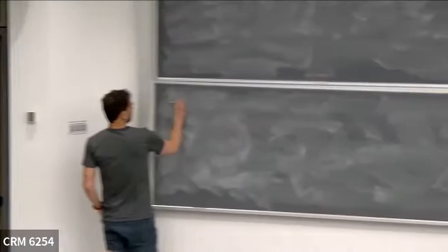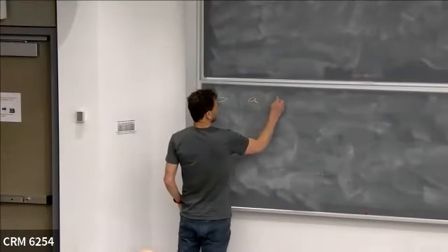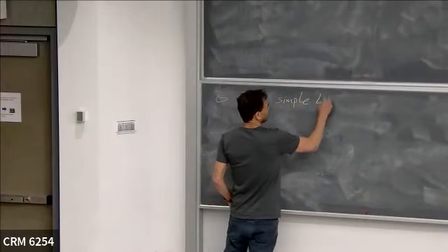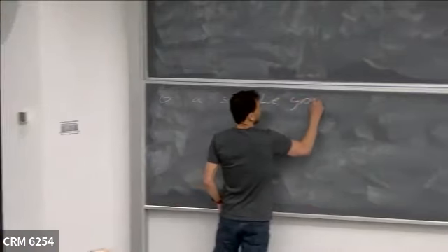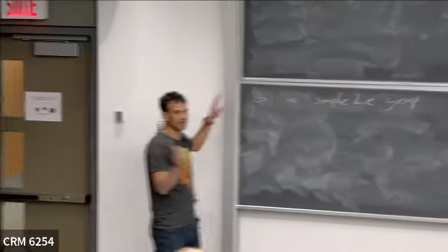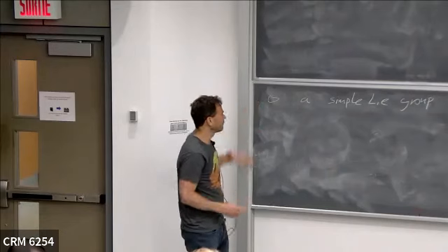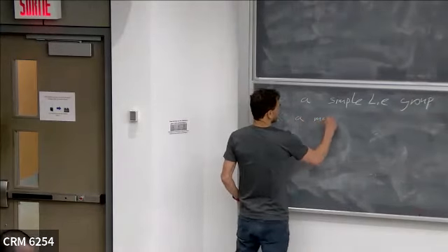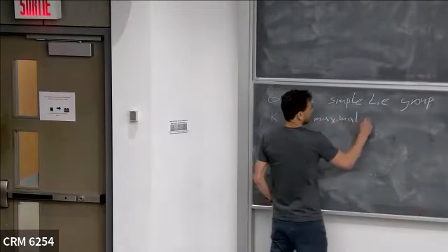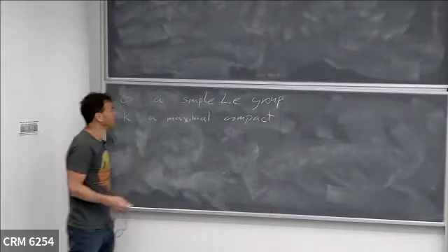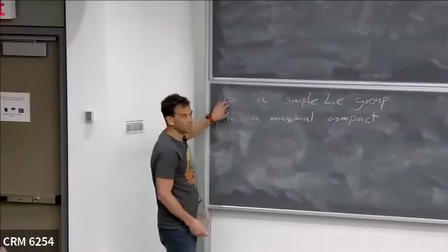So G will be a semi-simple Lie group. Semi-simple, but sometimes when the statement is not correct, then simple. And K, a maximal compact subgroup, so there is unique. So this is a non-compact, simple Lie group, connected.